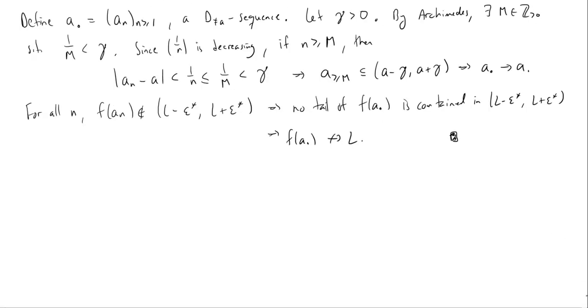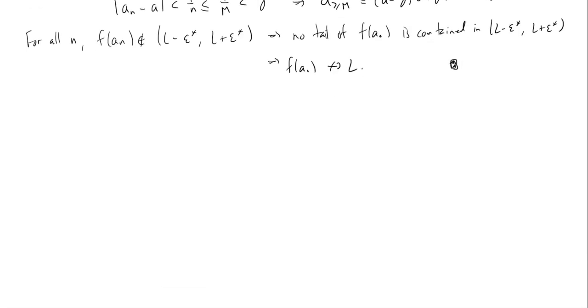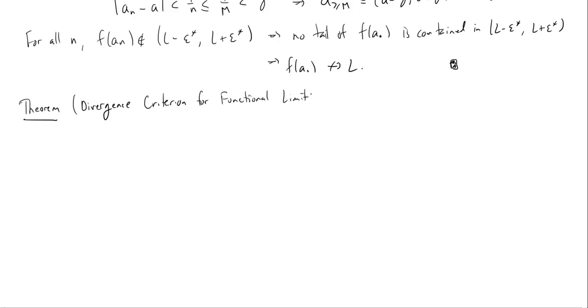I'm going to write down one quick consequence, and then I think maybe we'll be done with this video, and we'll do some more properties in another video. So there is a very easy corollary of this. It's really just looking at what we did. We're going to call this the divergence criterion for functional limits. This is actually nothing new. It's just rewriting what we did up above.